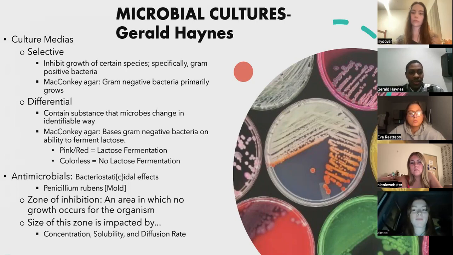For antimicrobials, some exhibit a bacteriostatic effect, which means that it halts or inhibits microbial growth, while bactericidal effects kill off bacterial growth completely. And a good example of this is Penicillium rubens, which is a kind of mold, and this is usually used for antibiotics such as penicillin.